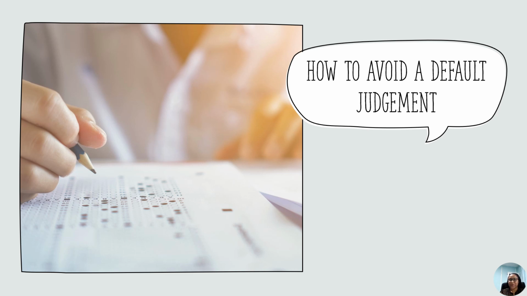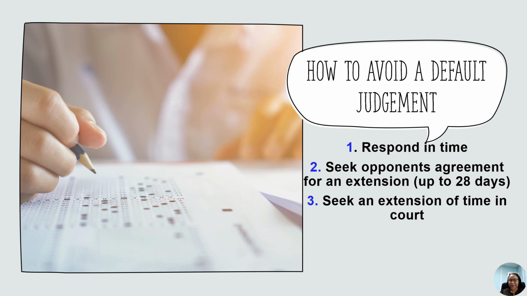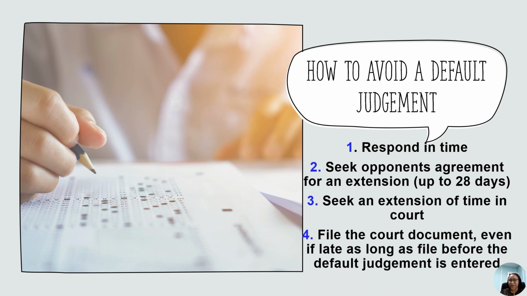We will now look at how to avoid a default judgment. Firstly, respond in time. Secondly, seek the opponent's agreement for an extension of time up to 28 days. Where an extension of time cannot be agreed, then you should seek an extension of time in court. Where options 1, 2, and 3 have failed, then you should file the court document even if it is out of time, as long as you file the document before the default judgment is entered against you.